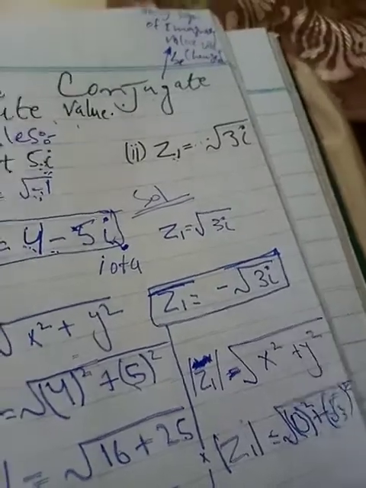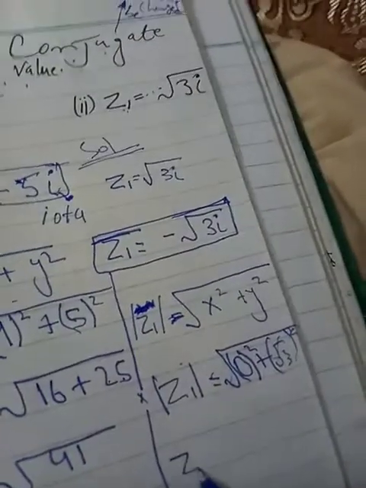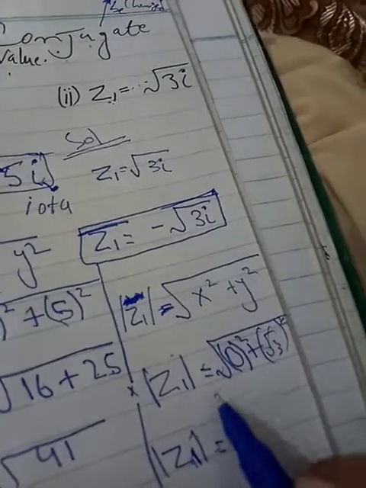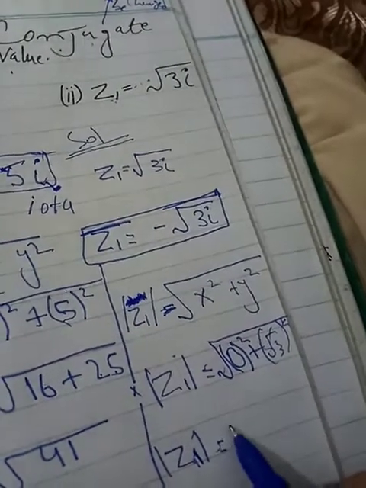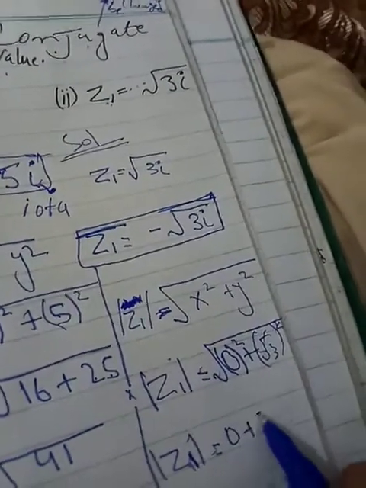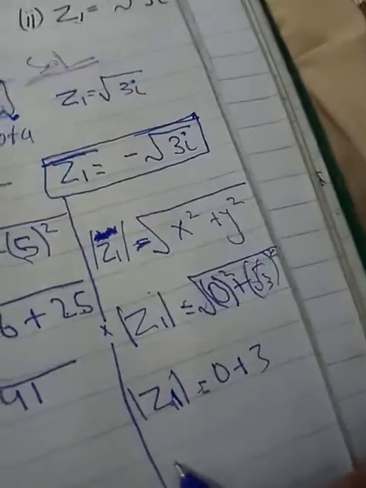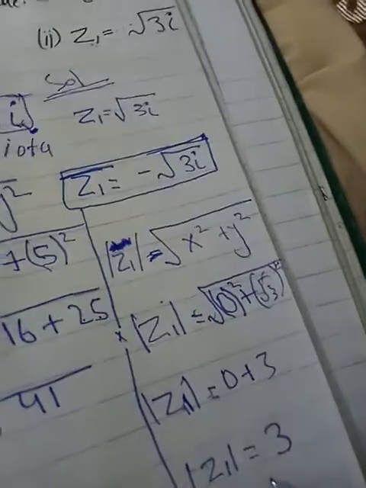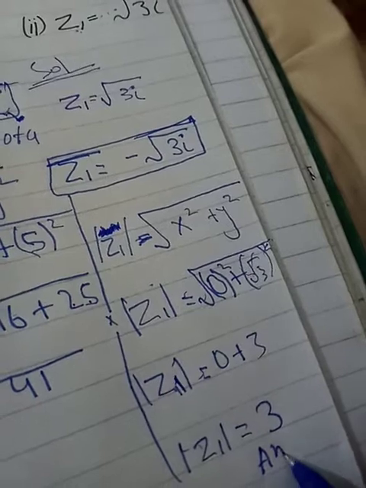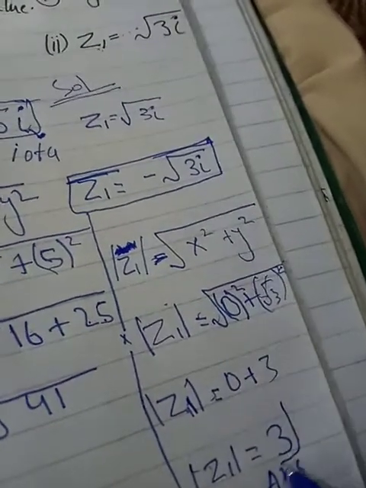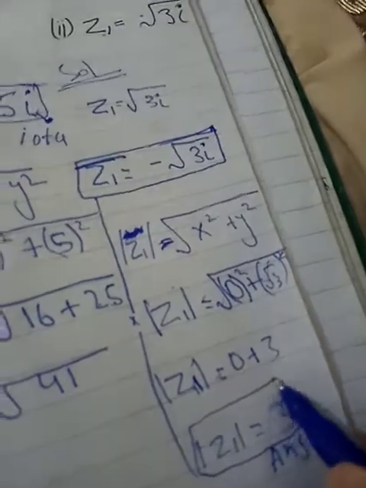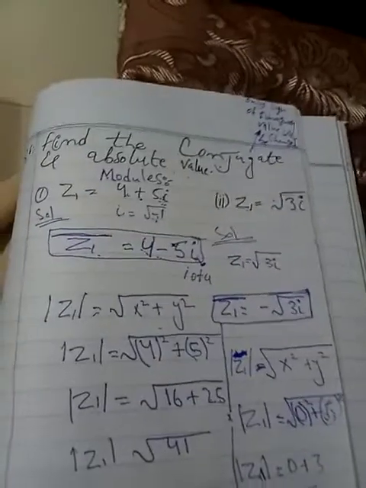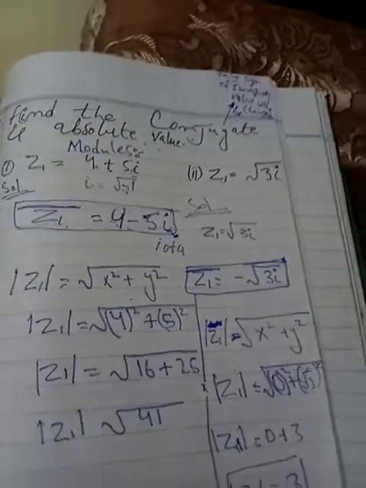The square and the radical cancel each other, and then the modulus of z1 equals the radical of 0 square plus 3, which is 0 plus 3. As you know, 0 is the additive identity, so it will not change anything in the answer. The modulus of z1 is the radical of 3, the absolute value of radical 3 iota. Hope you enjoyed this lecture and question. We'll see you in the very next video.